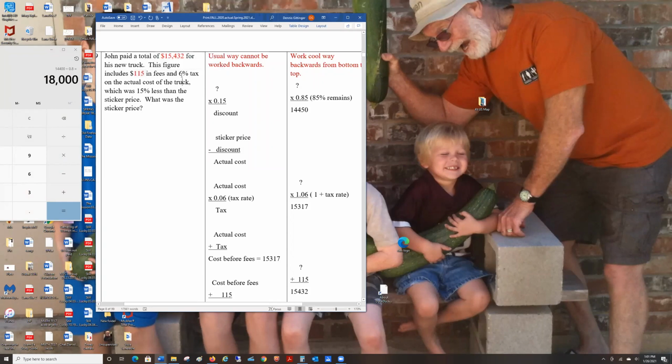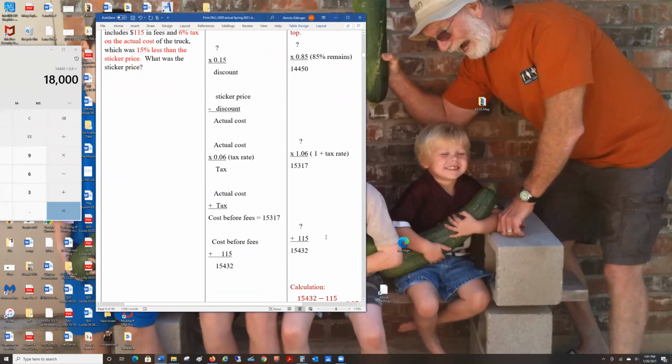And how do I know that? Because the tax was 6% on the actual cost of the truck. And we don't know the actual cost of the truck, but whatever it is, the actual cost was 15% less than the sticker price. Okay, so let's dissect that.